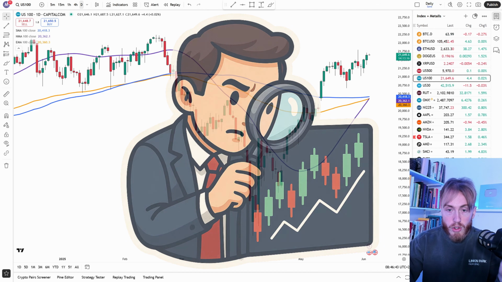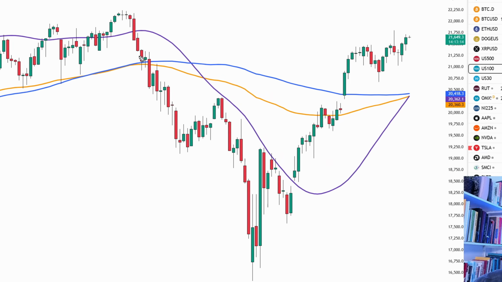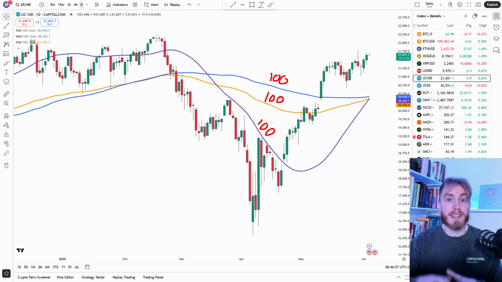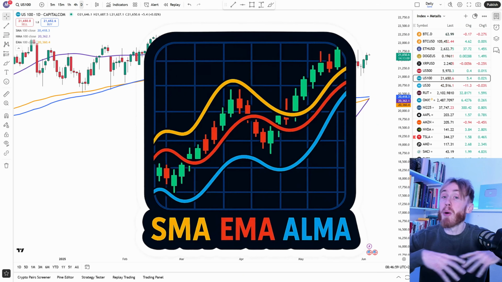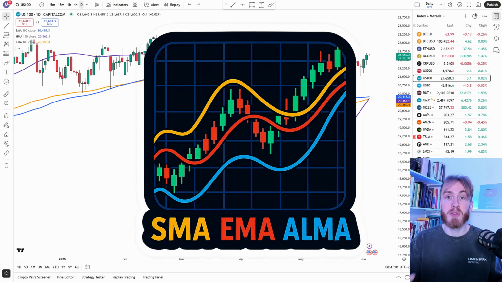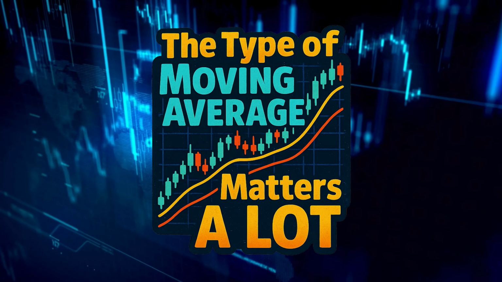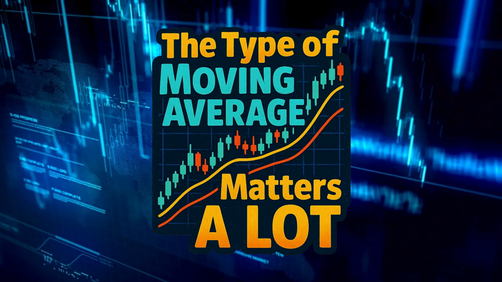Alright, so I want you all to take a close look at this chart right here. All of these three moving averages are actually based on 100 periods. The difference is that they are completely different moving averages. So in other words, the type of moving average you use matters a lot.